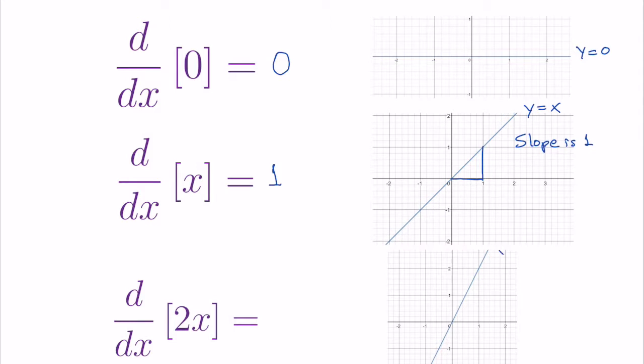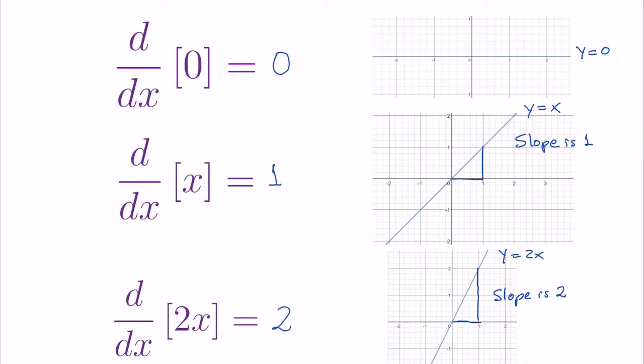Y equals 2x. Slope, 2 over 1. So the slope is 2. The derivative is the slope, so the derivative of 2x is just 2.